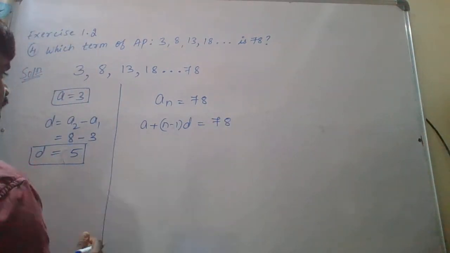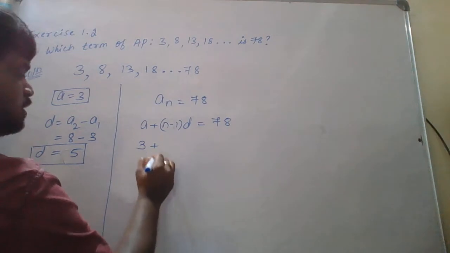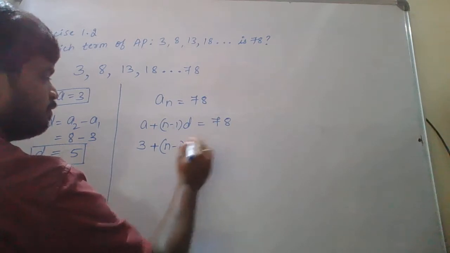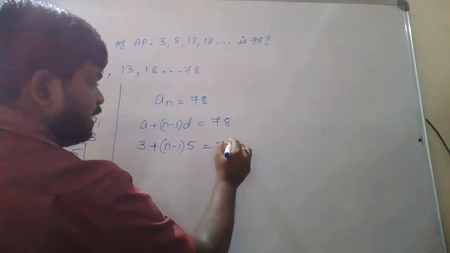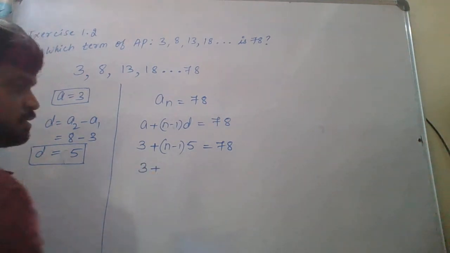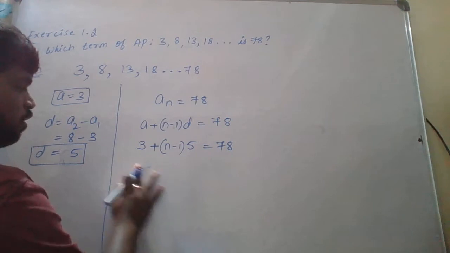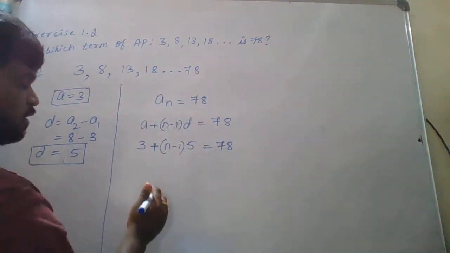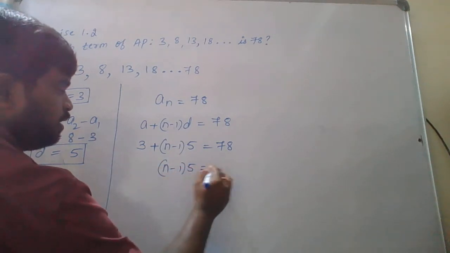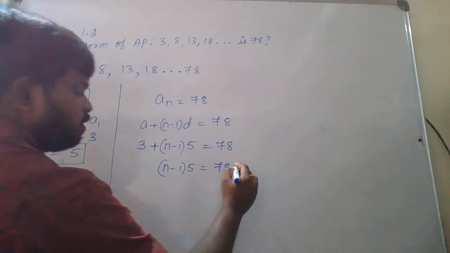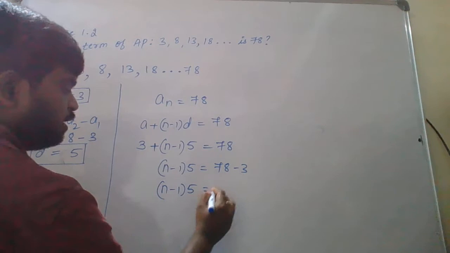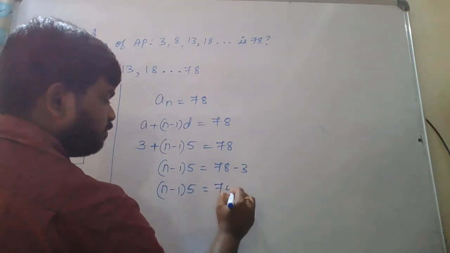Now let's substitute the value of A. A is 3 plus N minus 1, D value is 5, equals 78. Okay. Now we'll transpose this 3 to the other side. Remaining things: N minus 1 into 5 equals 78, and the 3 on the other side becomes minus 3. So N minus 1 into 5 equals 78 minus 3, which is 75.